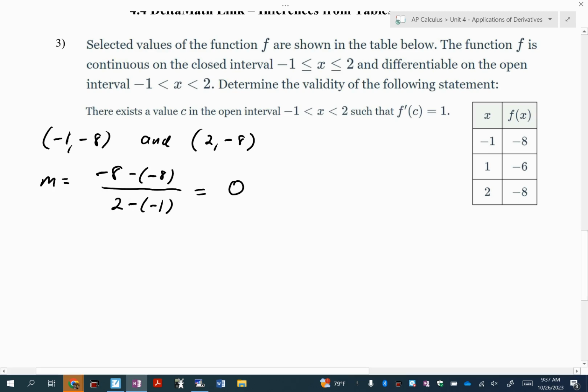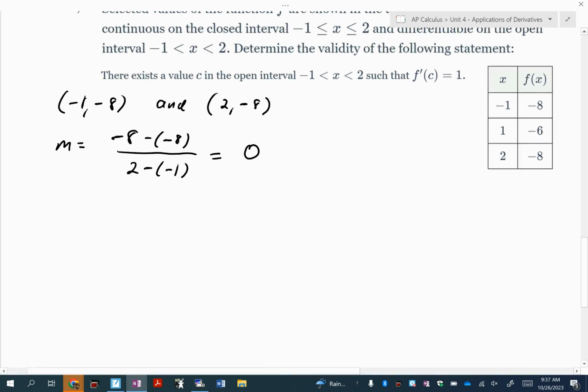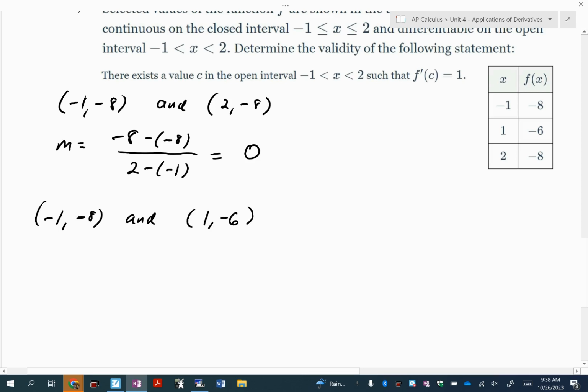So we're saying in the mean value theorem that there's some value x, which we call c, that when I find the tangent line at that value, the slope should also be 0. Now take a look at what this says. This says 1. So far, have I found one that matched? No. So what I'm going to do is take the other points. Start with -1, -8. And what's the point that I haven't used yet? 1, -6. So I'm going to find the slope of the secant line for these two points and see what that slope is. So do it again.